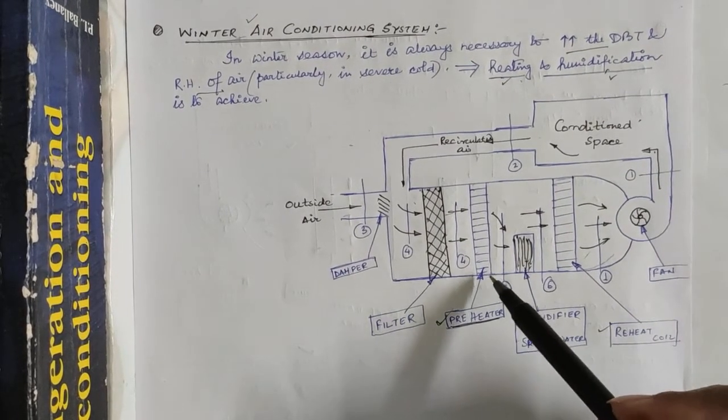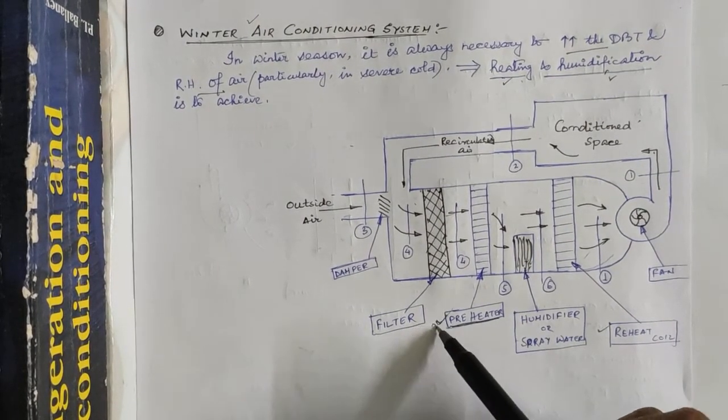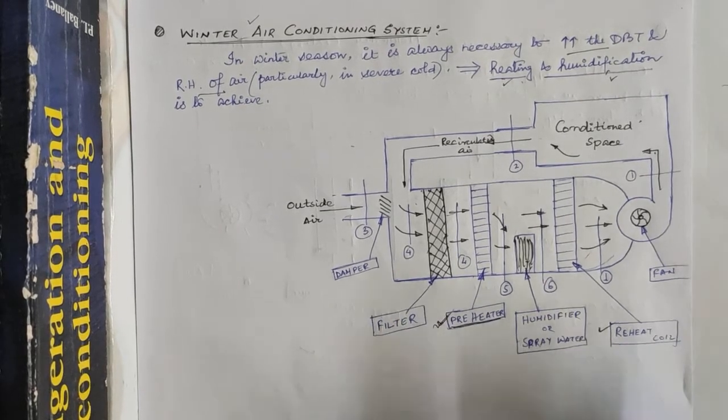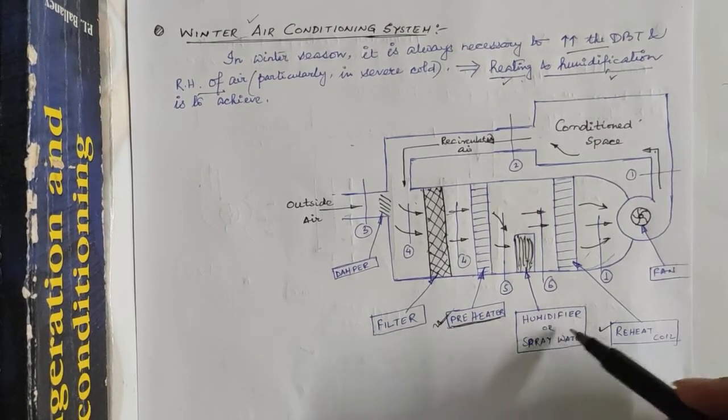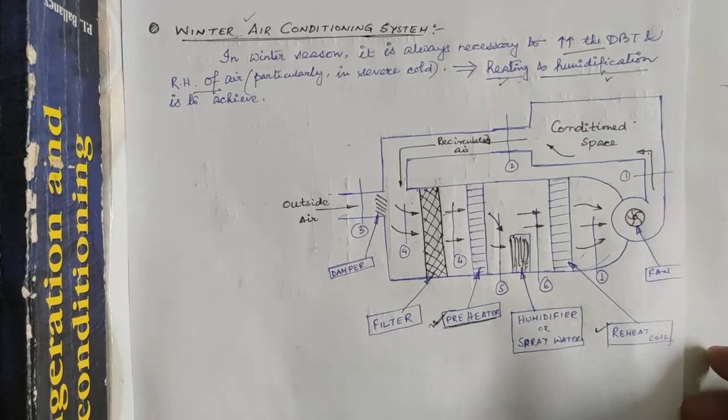So only two changes are made with respect to summer air conditioning. One is the preheater coil or preheat coil, another one is the reheat coil. And instead of a dehumidifier, we have to use one humidifier or spray water.